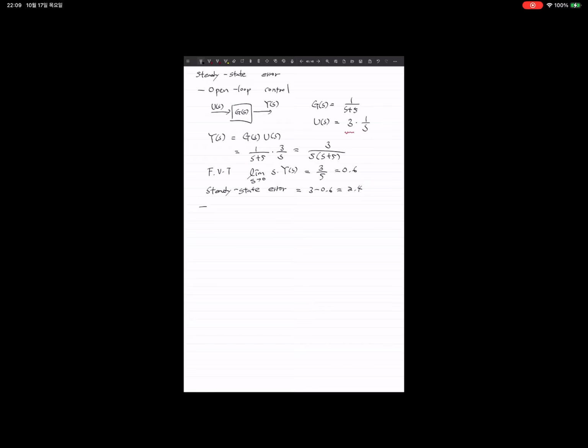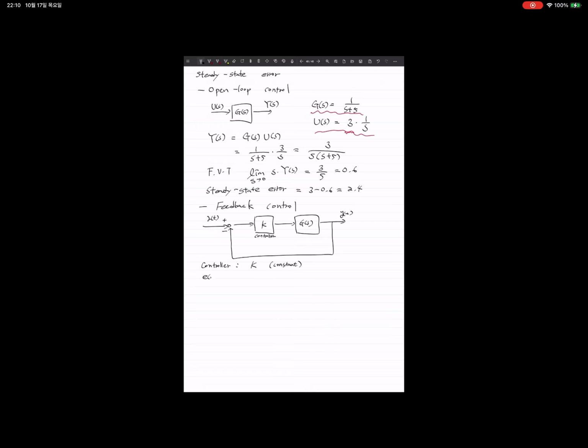Next, let's consider feedback control. So we have R of t here, and then some controller, and system G of s, output Y of t, and feedback signal. And then let's say our controller is just K, which is a constant.